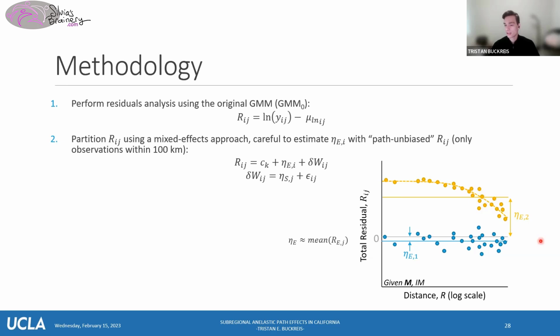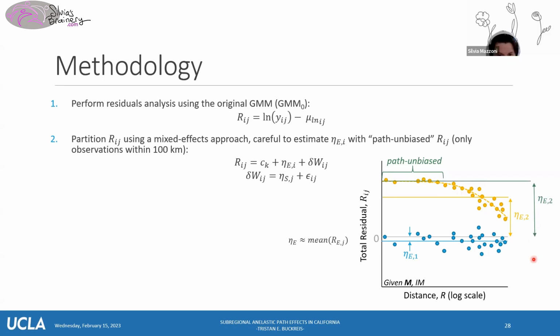It's biased with distance. The path-unbiased observations are going to be our close observations out to about 100 kilometers, based off of visual inspection, where they're relatively flat. We don't see them bend down. We don't see them bend up. So we will only use those data to estimate our event terms.